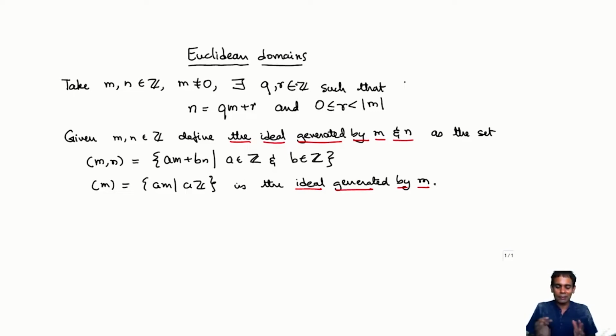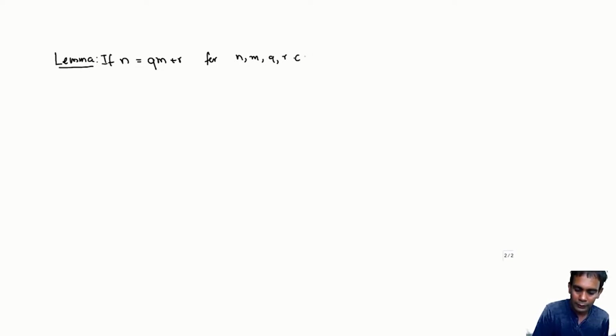So I'll state all this in a somewhat ideal theoretic manner because what we are interested in is understanding ideals in Euclidean domains. So let me start with the lemma. So suppose we have this Euclidean division. So we have like n equals qm plus r. So suppose we have this for n, m, q, r all integers, then I claim that the ideal generated by m and n is the same as the ideal generated by m and r.